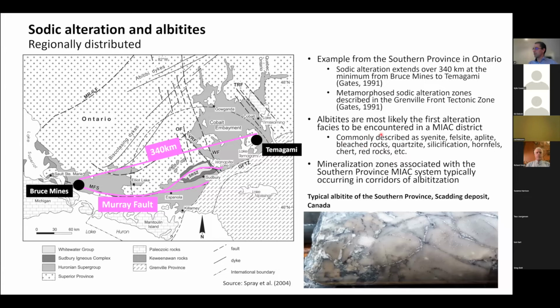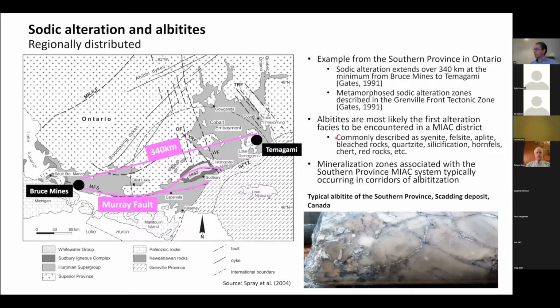Albitites, though, can be tricky to recognize. Their visual presentation can be extremely variable, and they tend to be described as many things instead of albitite. Typical descriptors are syenite, felsite, aplite, bleached rock, quartzite, silicification, hornfels, chert, red rocks, and so on. So it's important when there is a rock that looks like this, especially in a known province that is known for having the potential for these systems.